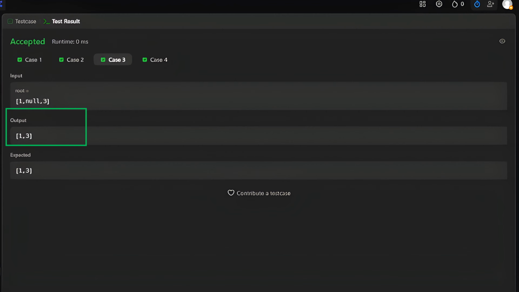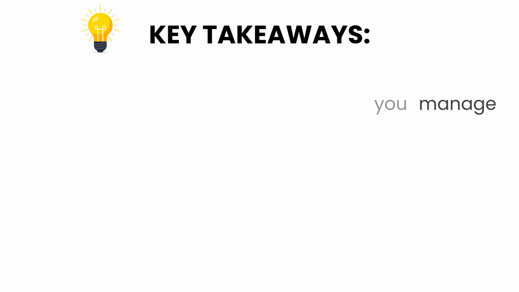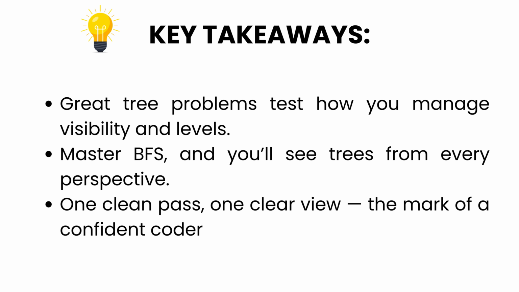1, 3. This matches the expected result, confirming that our traversal and value collection logic is behaving exactly as intended. So, our implementation is correct. The algorithm successfully extracts the node values in order, efficient, accurate, and reliable. The key takeaway? When working with trees, clarity often comes from thinking in levels. Mastering BFS helps you not just see what's in the tree, but what's visible from every perspective.